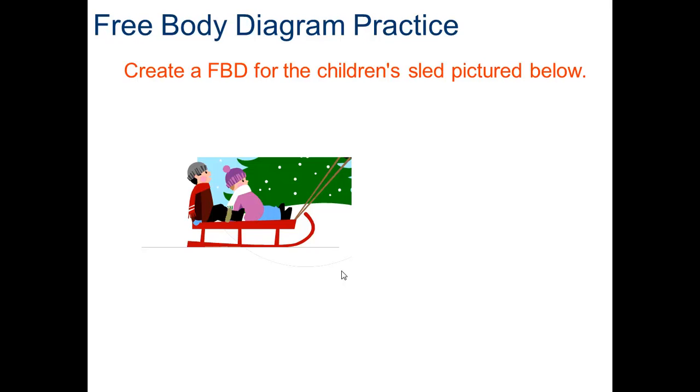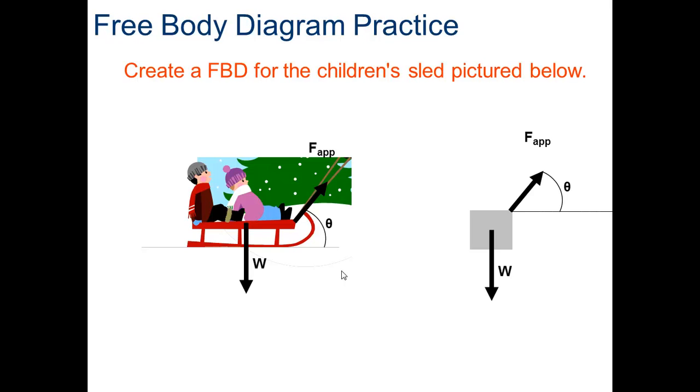Let's try another example. I want to create a free body diagram for the children's sled pictured below. Again, we start out with just a simple shape representing the object. The weight of the object is typically one of the first forces we draw, so I'm going to draw that on my free body diagram as well. There's an applied force acting from the ropes of whoever is pulling them. Since it's at an angle, I keep it at an angle on my free body diagram as well.